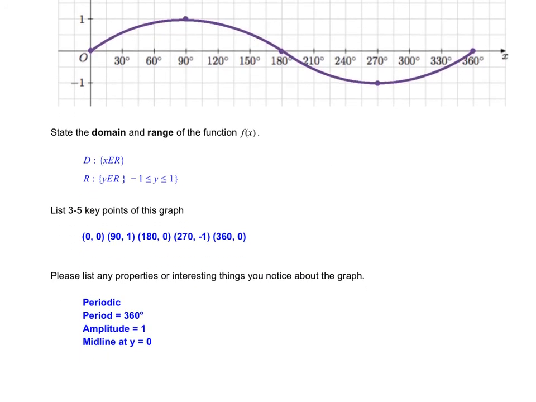I put my key points and some properties. We're going to use that trig terminology. So it is periodic, the period is a full rotation, which is 360, the amplitude is 1, and the midline, or your central axis, is at y equals 0. And again, just to show you how quick it is to graph, you start at the midline, follow the wave, and your key points here will be every 90 degrees. And as long as you remember your max and mins are 1 and -1, super quick to graph.